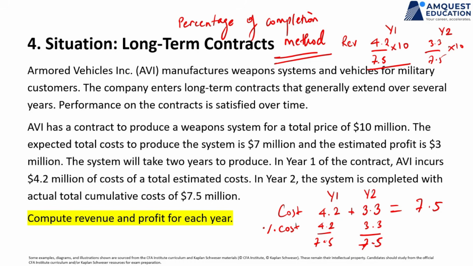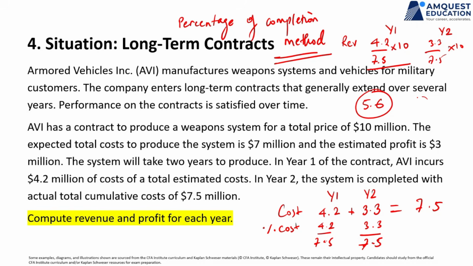So first year, the revenue will be 4.2 divided by 7.5 into 10. We are looking at $5.6 million of revenue. Perfect. Yes. Just check 4.2 divided by 7.5. I hope I have not made a mistake. Into 10, 5.6. And the second year, the revenue will be the remaining number, which is 4.4.